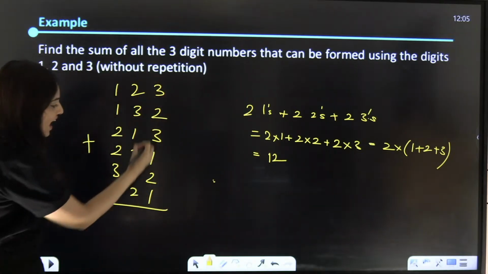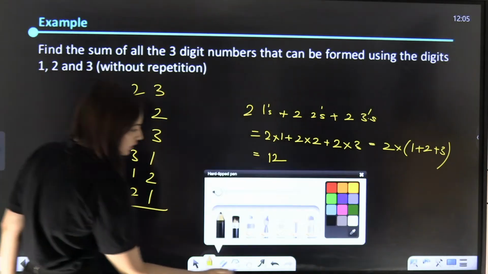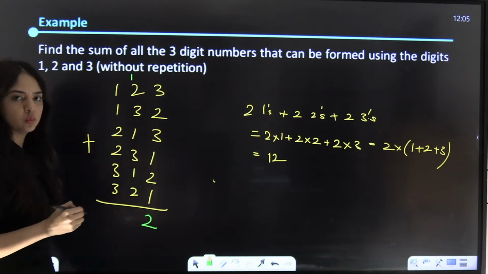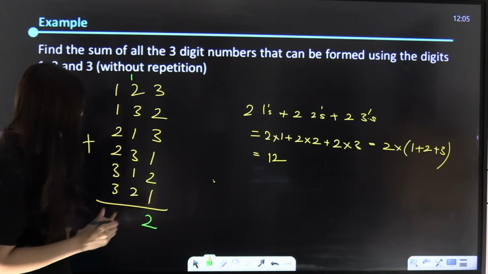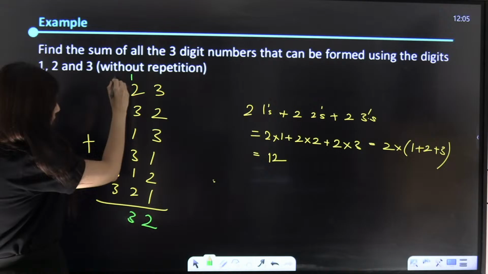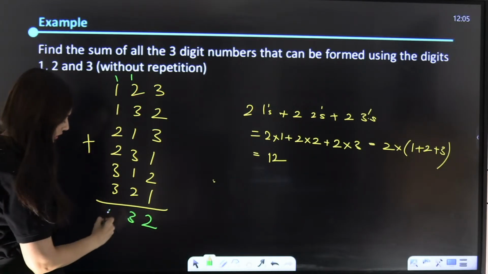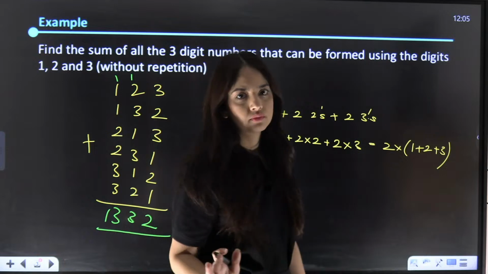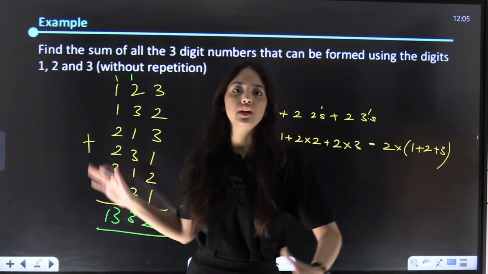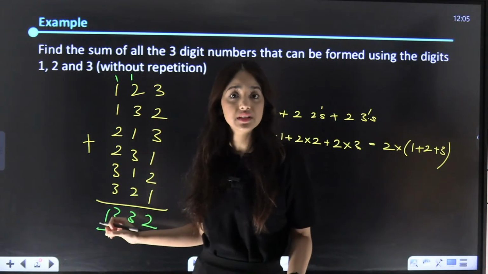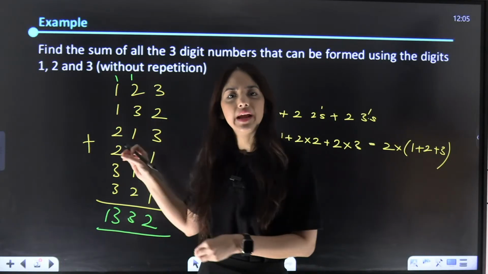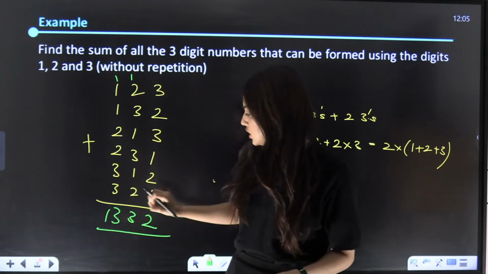That means if we add this, we get 12 and 1 is carried over, then 12 plus 1 is 13 and 1 is carried, then 12 plus 1 is 13. So this is our final answer, 1332. Of course, like always, we cannot list all the possible numbers directly. We need to be smart about it. So let's break it down. How did we reach 1332?